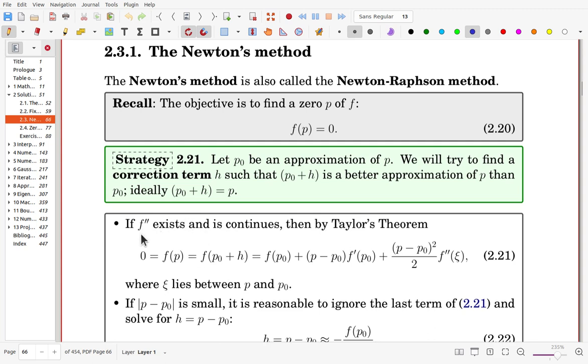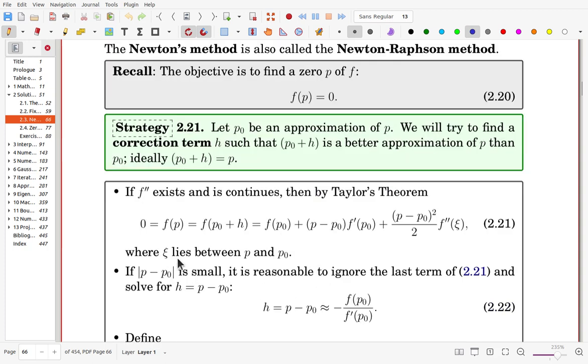Assuming f double prime is continuous, we try to use Taylor's theorem. So once f of p is 0, now the update is good, the ideal case, then that is p0 plus h, and we try to use Taylor's theorem. The purpose is to find the correction term.